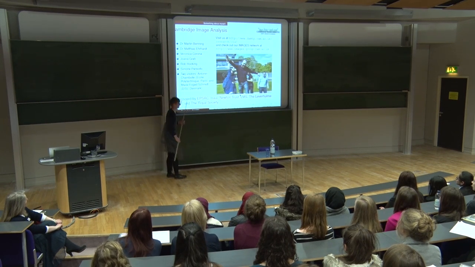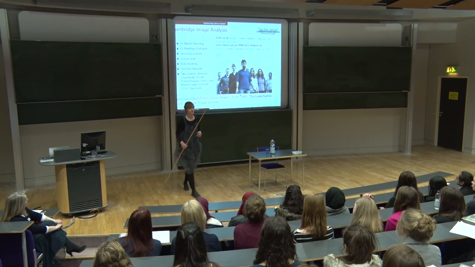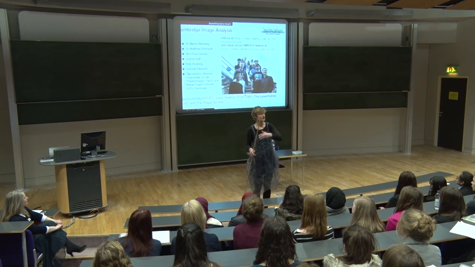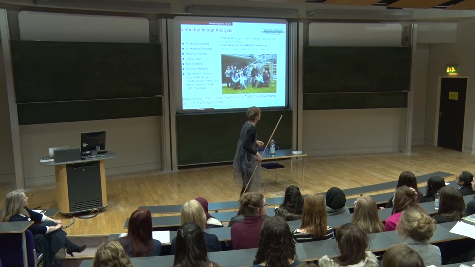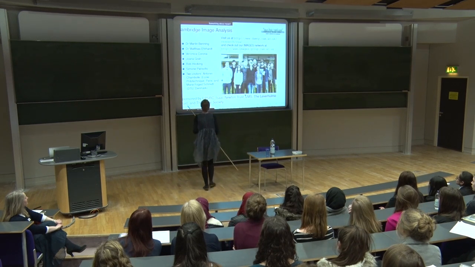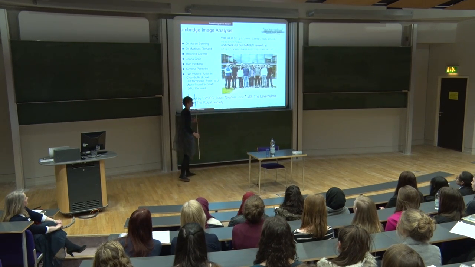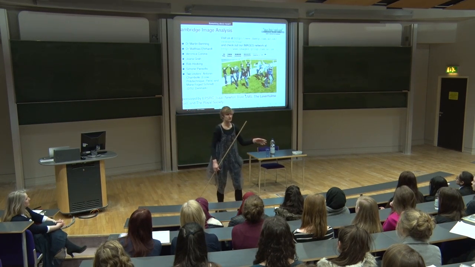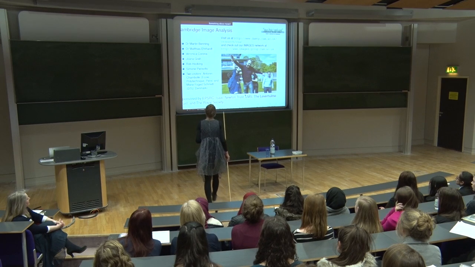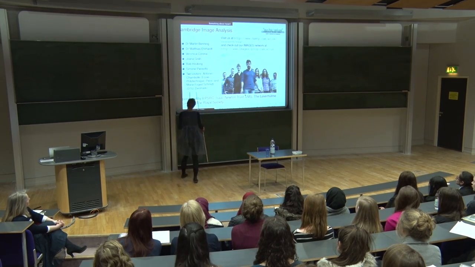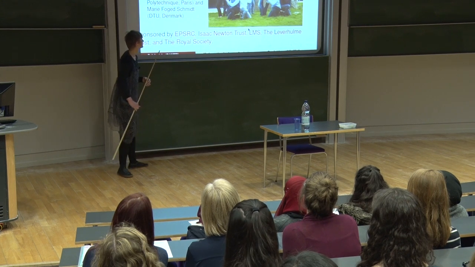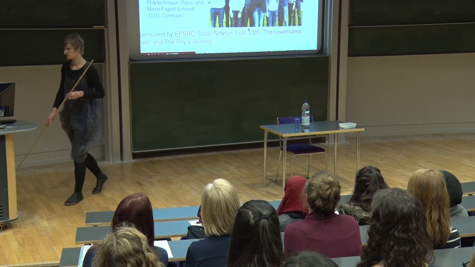Rob works on 3D conversion, which is the thing that you need if you have shot a movie in 2D and you would like to convert it into 3D. And Simone works on shadow removal. So if you have a photograph and you would like to remove shadows in this photograph. And then we also have usually some visitors. In this case, we have one from Paris, a French guy, and a lady from Denmark currently visiting.